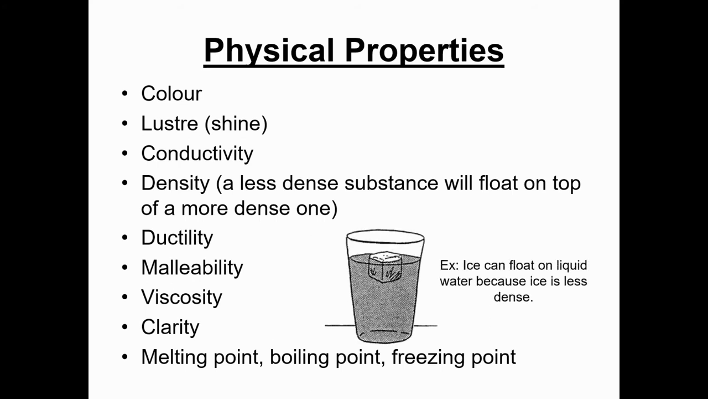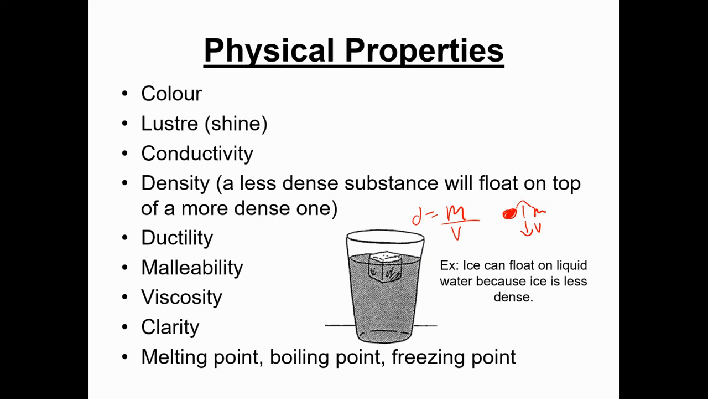Then we get to density. Density is essentially how much mass there is for every unit of volume. So let's say you have something very small, with a very high mass and a very small volume, so it doesn't take up a lot of space. This would be very, very dense.